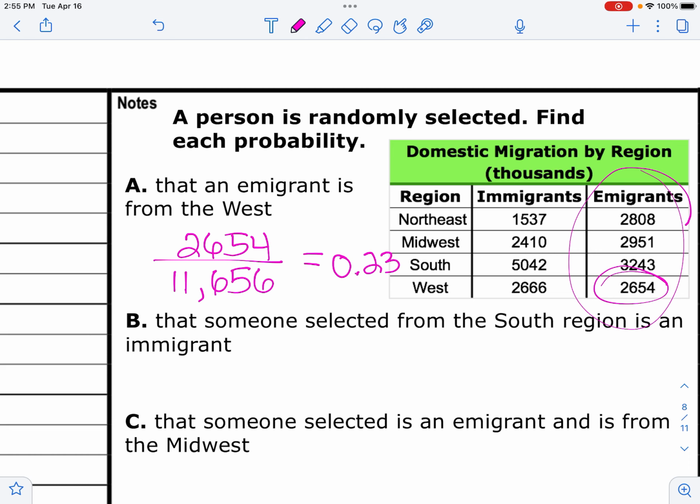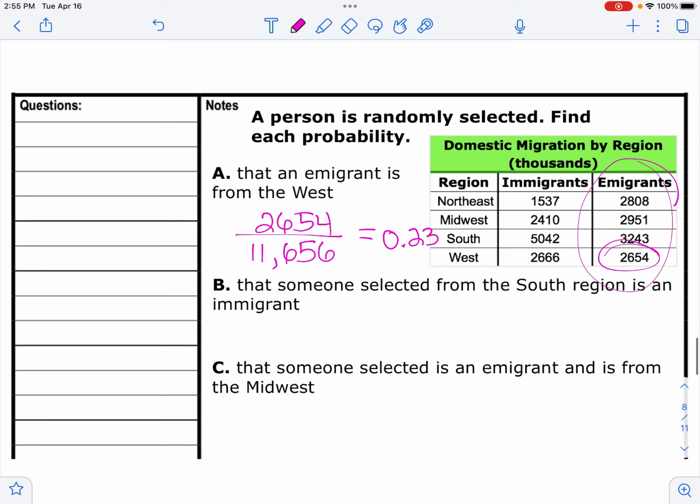So about 23% chance that that is true. Okay. All right.